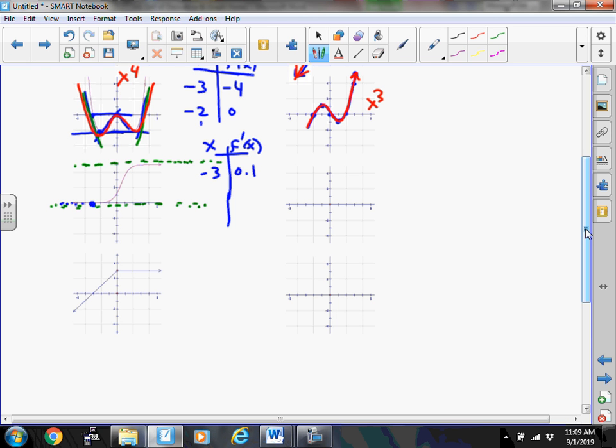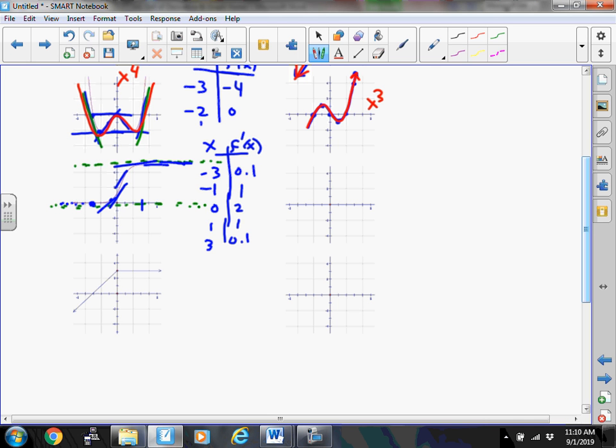Then I'm going to move over here at -1. It appears to be 1. At 0, it appears to be a little bit bigger, maybe 2. At 1, it appears to be smaller again. And then something way out here at 3, it appears to be real small. So at 3, let's just say it's 0.1. And notice, again, the slopes keep getting smaller, but never get to 0.